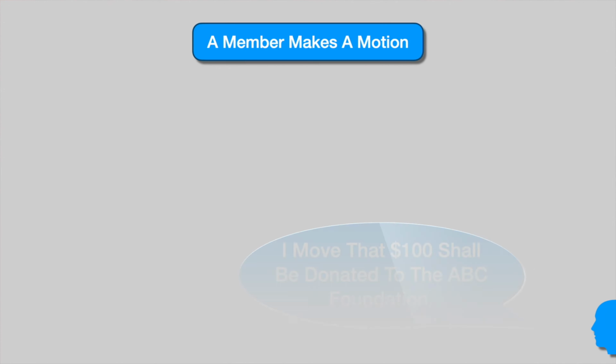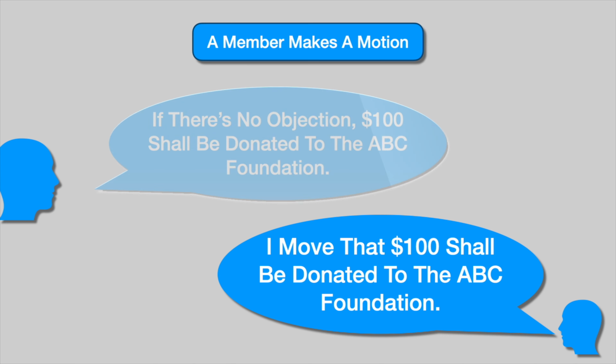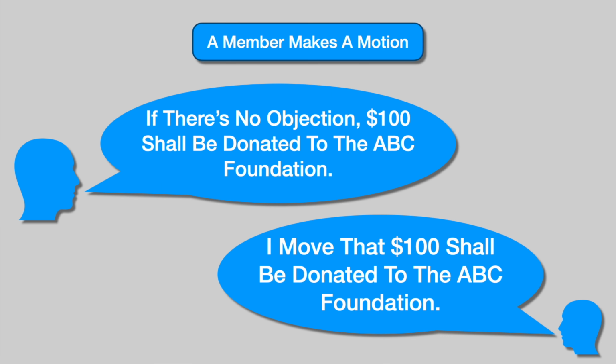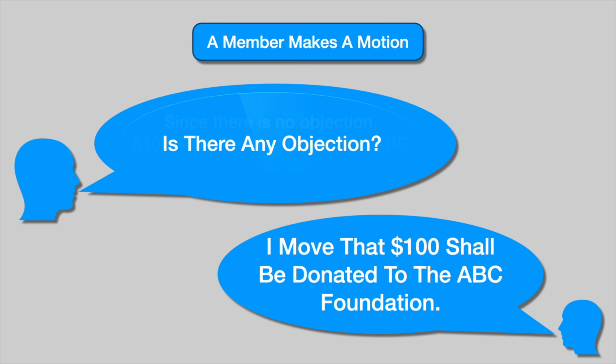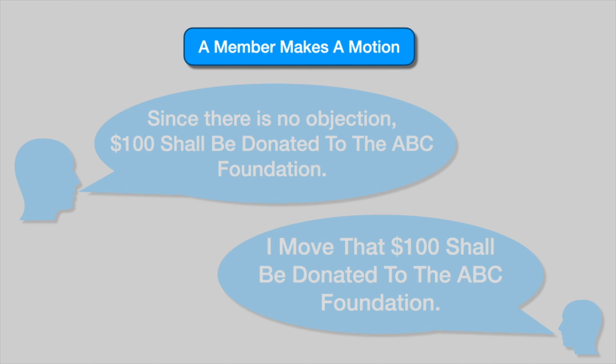So if a member says, "I move that $100 shall be donated to the ABC Foundation," and the chair suspects there will be no opposition, the chair could say, "If there's no objection, $100 shall be donated to the ABC Foundation. Is there any objection?" Since there is no objection, $100 shall be donated to the ABC Foundation.